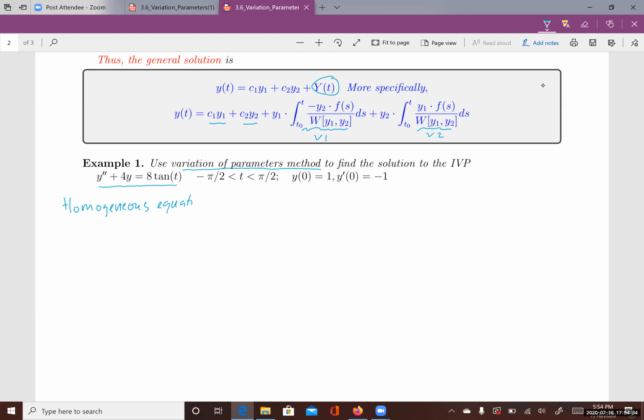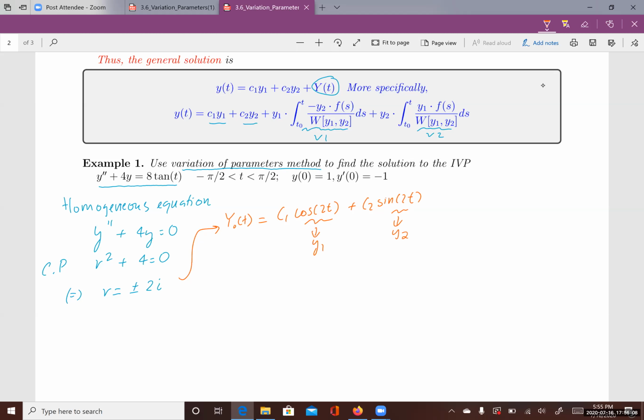All right, so first identify the homogeneous equation. It's going to be y double prime plus 4y equals 0. And we find the characteristic polynomial r squared plus 4 equals 0. So then r equals plus and minus 2i. From here, we know that the solution y0(t) is c1 cosine of 2t plus c2 sine of 2t. And I call this y1 and this y2.